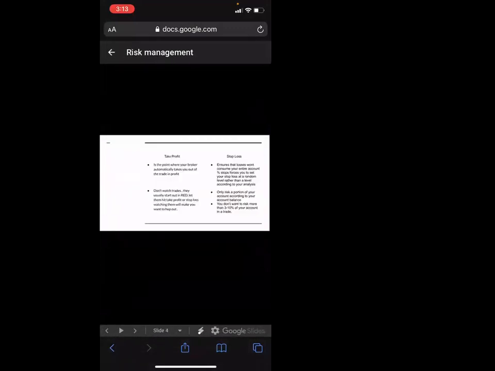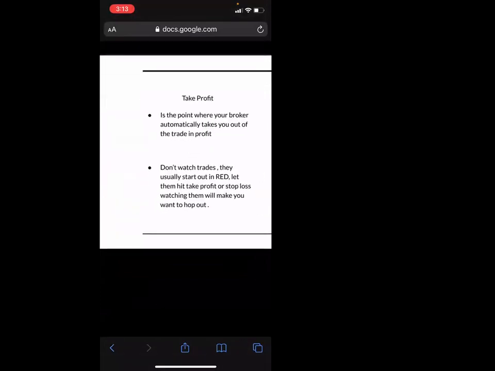Next thing is going to be our stop loss and take profit. I'm sure a lot of y'all already know how stop loss and take profit works. So we're going to start with take profit, right? Take profit is the point where your broker automatically takes you out of a trade. Whenever your trade hits that price that is set for the take profit, it's going to automatically close, and then you'll see it in your history. It'll be a little green line on the side next to it, and that's how you know it hit take profit.